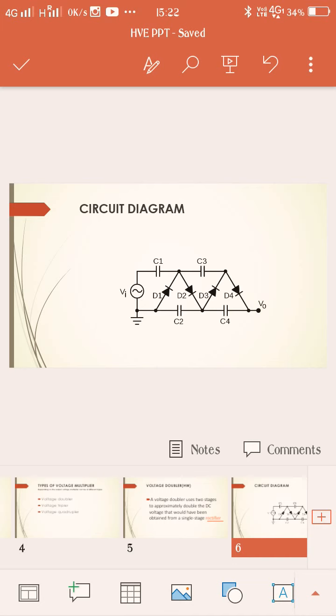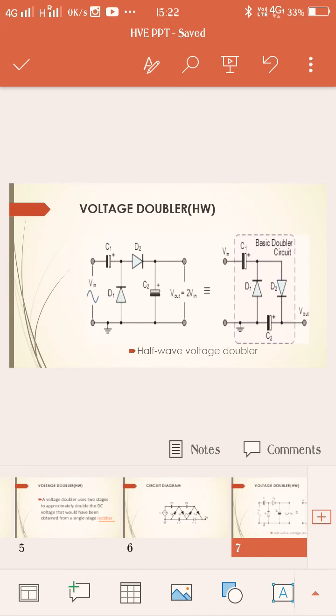This is the circuit diagram of a voltage multiplier. This is a half-wave voltage doubler. A voltage multiplier whose output DC voltage is double the peak AC input voltage is called voltage doubler. The figure shows the circuit of half-wave voltage doubler.